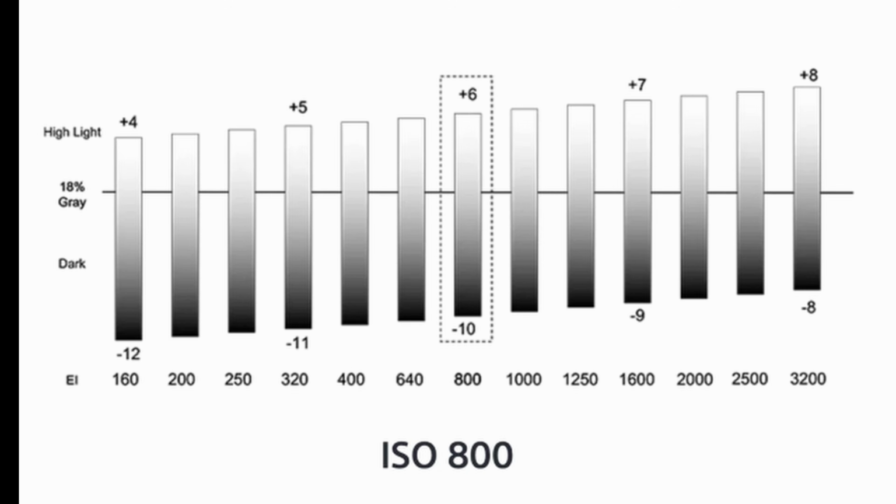Notice how at the lowest ISO value of 160, the camera has 4 stops of latitude in the highlights and now 12 stops in the shadows. At the highest value of 3200, the camera has 8 stops of latitude in the highlights and 8 in the shadows. With each increase or decrease of the ISO, we are losing or gaining a third of a stop in retention. This shows us that the lower your ISO, the more dynamic range you have into the shadows. The higher your ISO, the more dynamic range you have into the highlights.